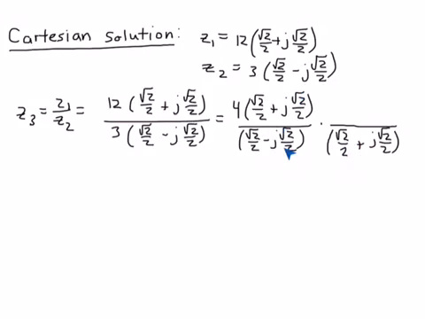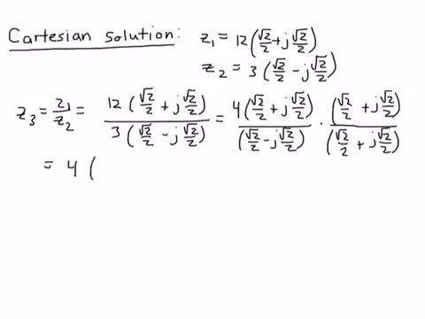Now I don't want to change the overall expression, so I have to put this thing in the numerator as well. So I'm going to multiply by root 2 over 2 plus j root 2 over 2. Overall, I'm just multiplying by 1, so I'm not changing the expression, but it is going to help me reorganize it. So let me go ahead and reduce a few things. I've got the 4 out front. Now I'm going to do multiplication using basically the FOIL method on these two factors.